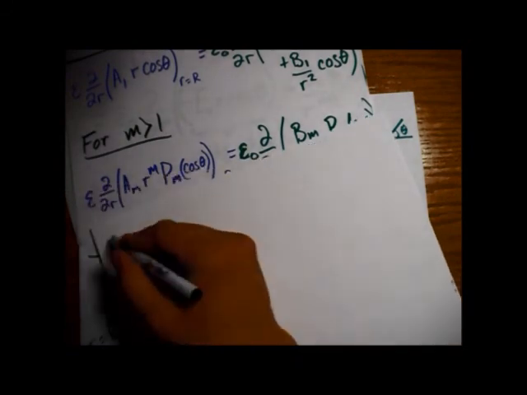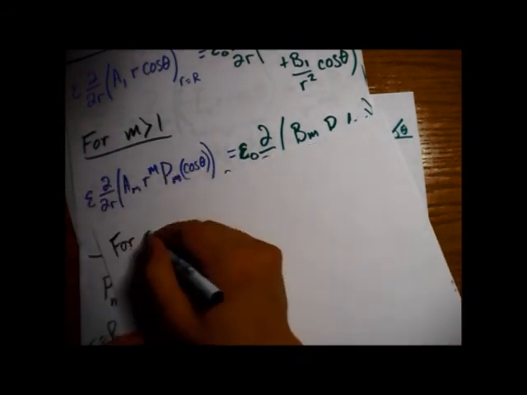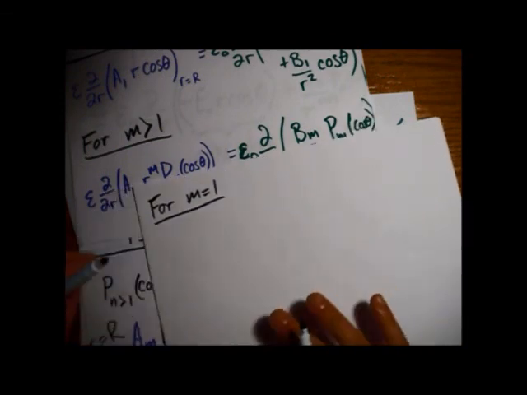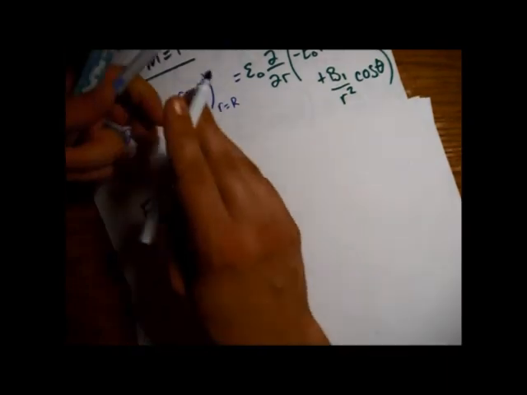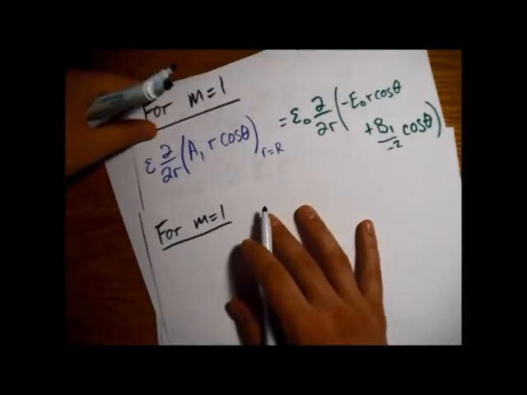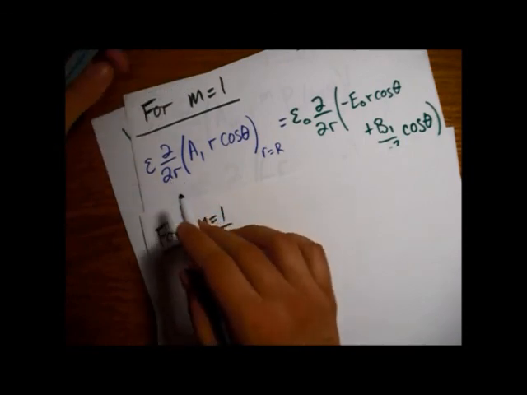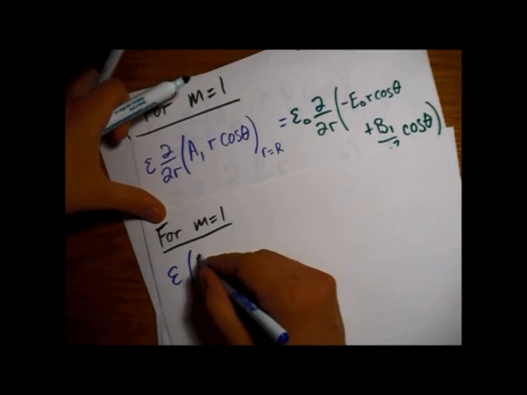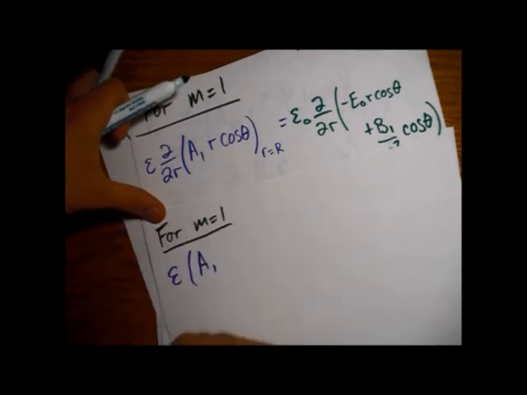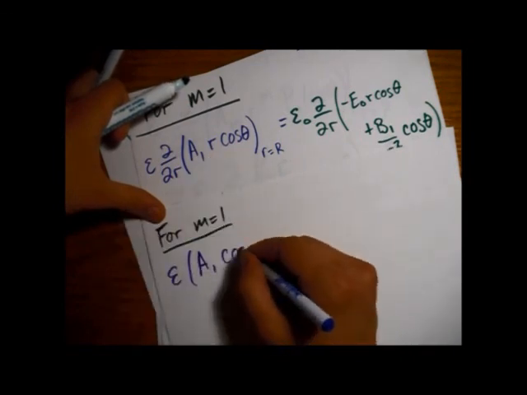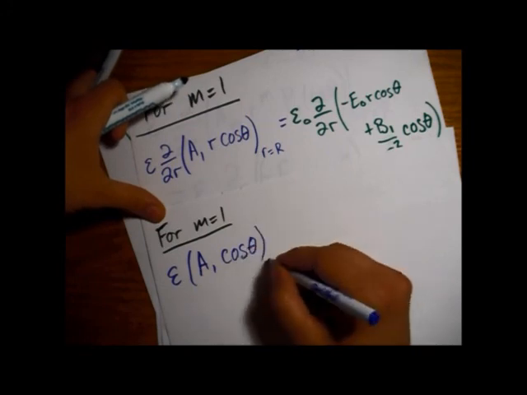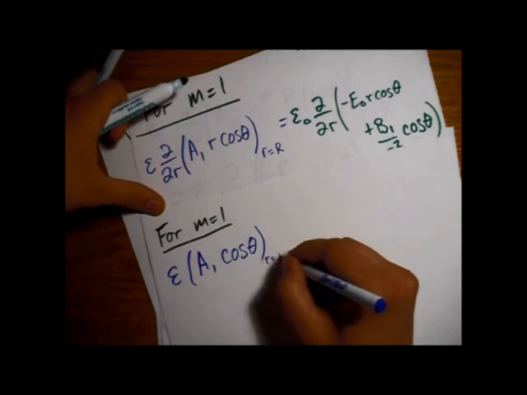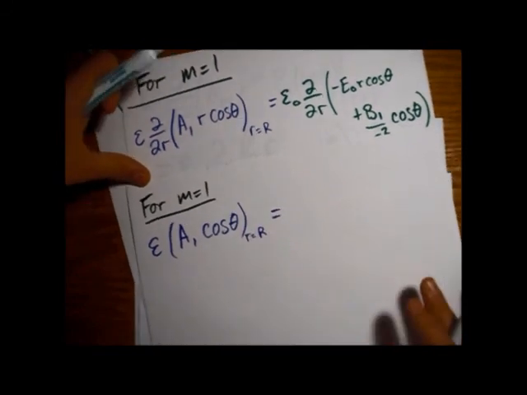All right, let's go ahead and evaluate this. All right, so this top one, we're just going to take this derivative with respect to r. So here we have an epsilon, and then all that's going to be left is a1. The r goes away because of the derivative, cosine of theta. And it's evaluated at r equals r, but it doesn't really matter that much because there's no r left.